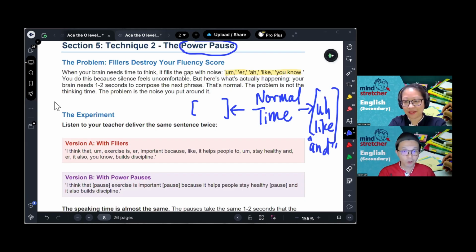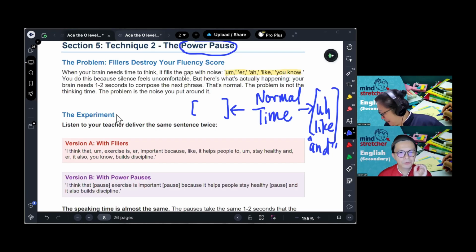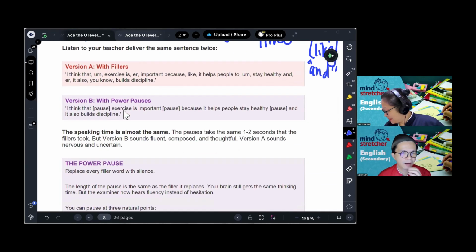It's actually answer in complete sentences, not in a complete sentence. Do you understand? So you don't need to answer as if it must be in one sentence only. You can answer in many sentences. Okay, so remember to use the power pause because this is how we select our words.